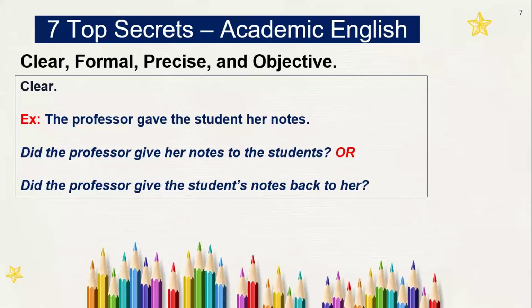First, clear. For example, the professor gave the students her notes. Okay. So what are you trying to say? Are you trying to say, did the professor give her notes to the students? Or are you trying to say, did the professor give the students' notes back to her? So this is the problem with the pronoun reference and why you have to be more explicit when you're using academic English, because you don't want to have any ambiguity, any confusion in your writing. So first, academic English is clear.